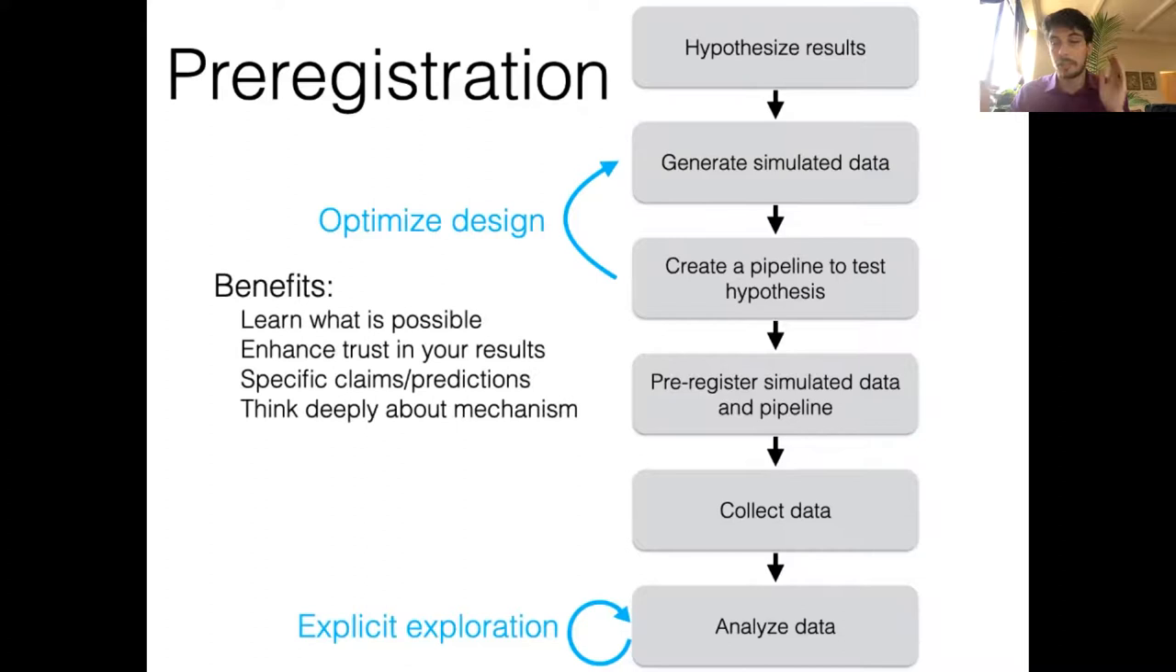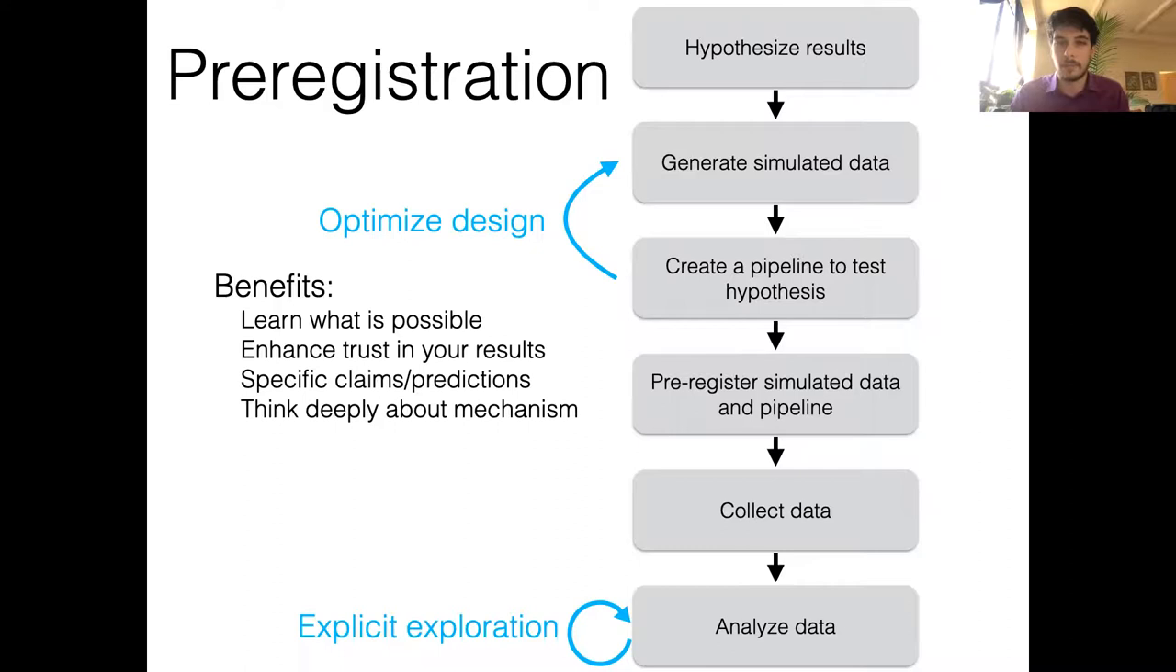Firstly, you learn what is possible. It has happened to me that I thought it would be possible to find a certain effect in fMRI data, and then I simulated it and I realized it was impossible. And this prevented me from running an fMRI study that would have cost, you know, $50,000, because I realized that actually the effect I was looking for was just not going to be possible to manifest in fMRI data due to the smoothing properties and timing of how fMRI data works.